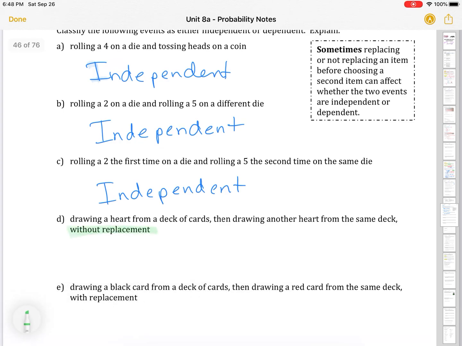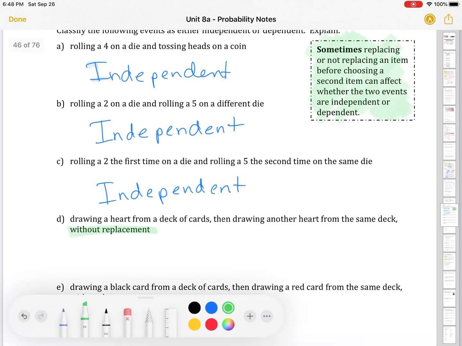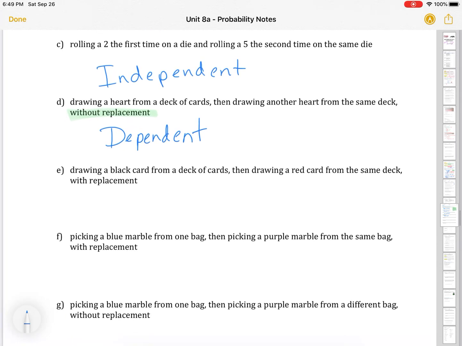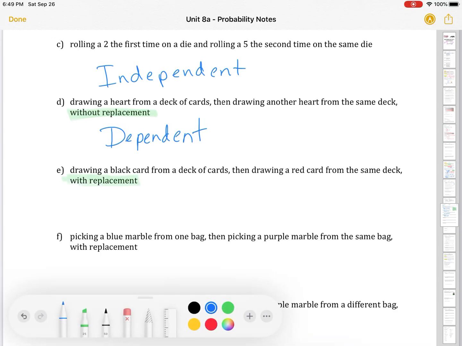Drawing a heart from a deck of cards, then drawing another heart from the same deck of cards without replacement. Okay, that is a key point here. Without replacement. Because we don't put the card back, we now no longer have 52 cards. So sometimes replacing or not is going to affect whether the two events are independent or dependent. Because we didn't replace the card, we now have 51 cards and we have one less heart. So it will change the probability, and now we have a dependent situation.